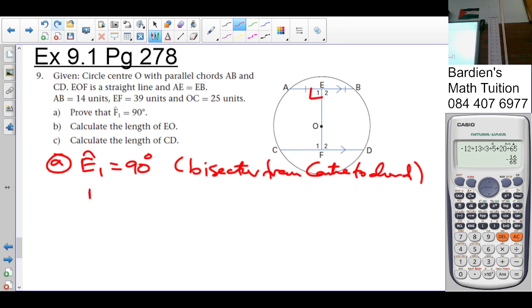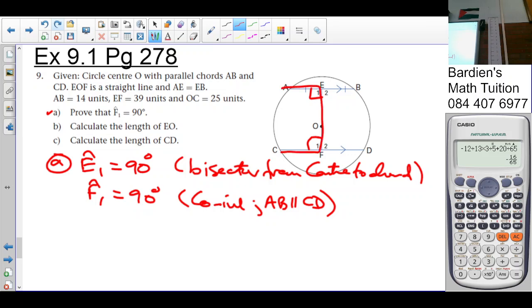So F1 is equal to 90, which is answering the question. But why is F1 90? Co-interior angles are supplementary. And what must we add? Let's add that AB is parallel to CD. If you want, you can first say that 90 plus F1 equals 180, and then you say F1 is equal to 90 degrees. Why? Co-interior angles with AB being parallel to CD. You guys got it? So there's 90. Alright.